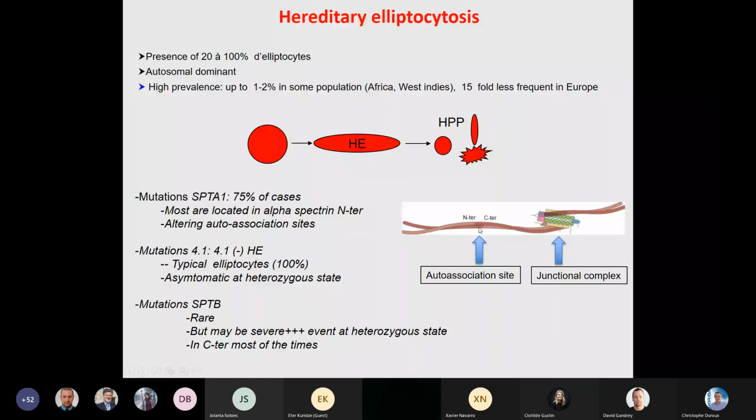And it's most of the time not symptomatic, just because, as I said earlier, you have a large excess of spectrin alpha in the red blood cell membrane. So if you have a monoallelic elliptocytosis mutation, you most of the time won't have anything other than elliptocytes on the blood smear, but there will be no hemolysis. The second most frequent gene is the one encoding the 4.1 protein, and this leads to typical elliptocytosis, where almost all the red blood cells look like elliptocytes, and it's asymptomatic or very poorly symptomatic at the heterozygous state.